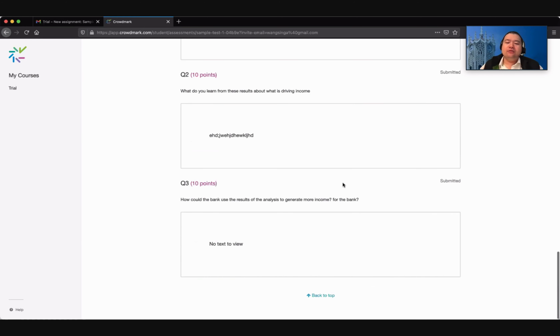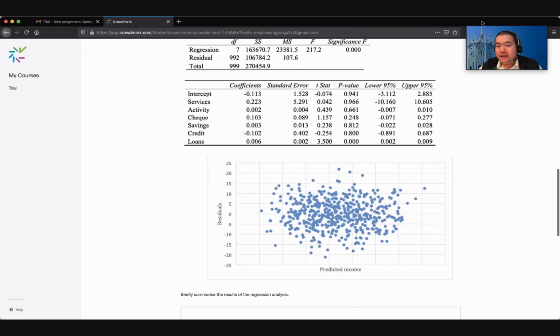Okay, so this is about mock test 1. Let me just see, there's one question. What is the minimum value of the multiple R? Somebody asked what is the minimum value of multiple R and adjusted R square that can be seen as acceptable. Oh, that's a very good question.